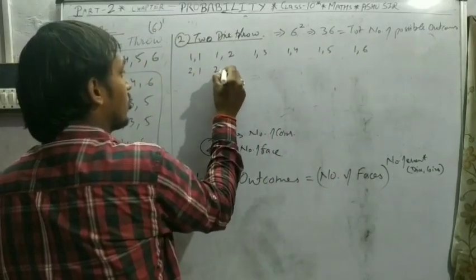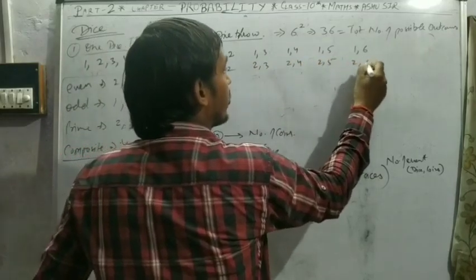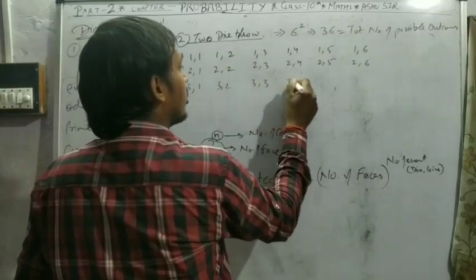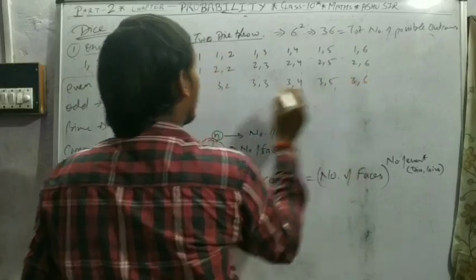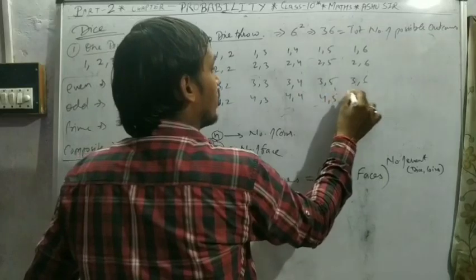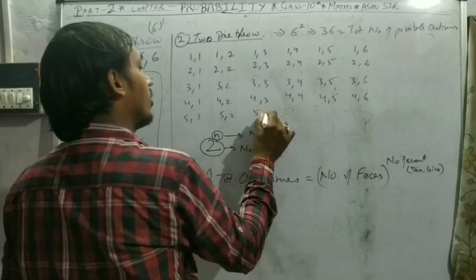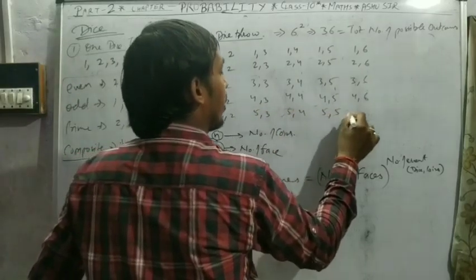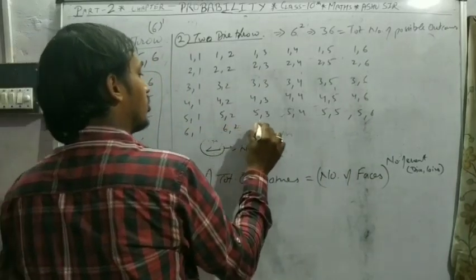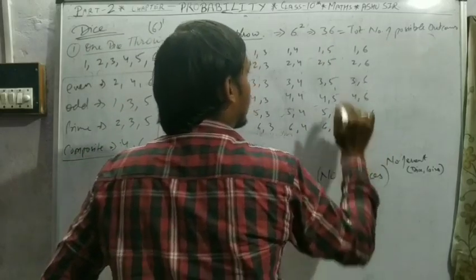2,1; 2,2; 2,3; 2,4; 2,5; 2,6; 3,1; 3,2; 3,3; 3,4; 3,5; 3,6; 4,1; 4,2; 4,3; 4,4; 4,5; 4,6; 5,1; 5,2; 5,3; 5,4; 5,5; 5,6; 6,1; 6,2; 6,3; 6,4; 6,5 and 6,6.